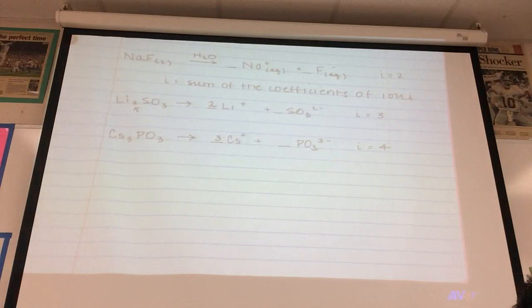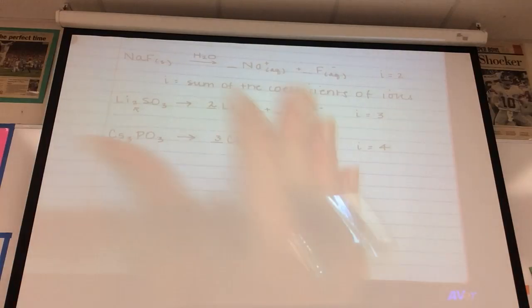And I really can't think of an instance where I is going to be much more than 5 or 6. So if you get an I of 20 something, you've made a mistake. So that's how you determine I.